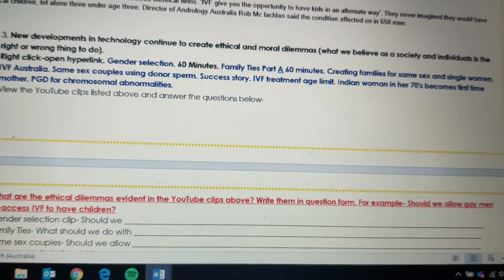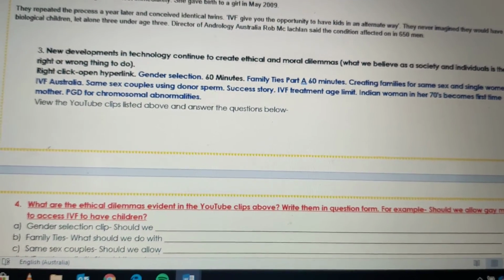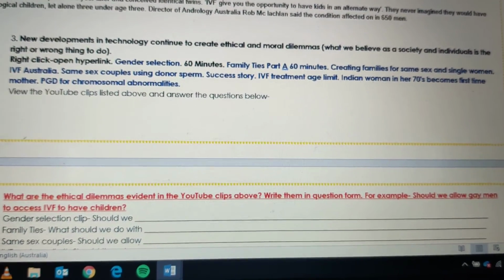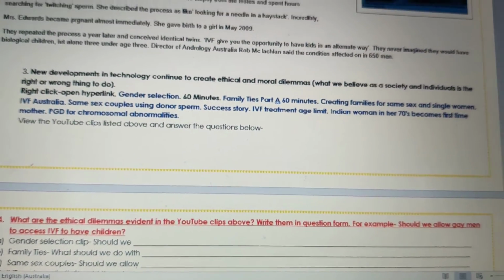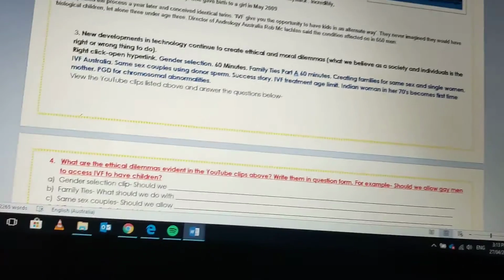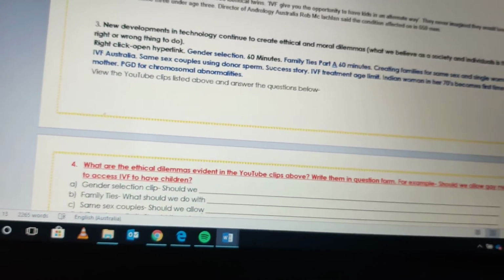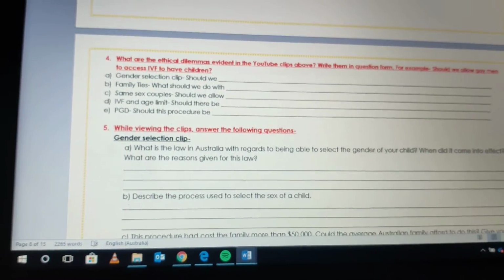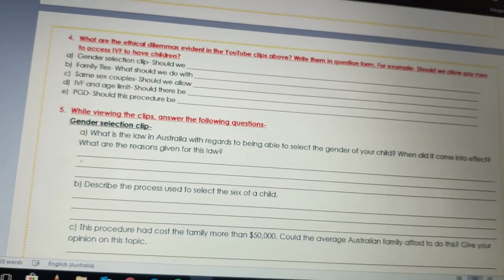So there are a number of YouTube videos. So you'll need to hover over the top and right click and open the hyperlink for each of those. So there you should be able to watch the clip. They're only fairly short clips. Then there are a number of questions related to them. So first of all is a general question about each of them.